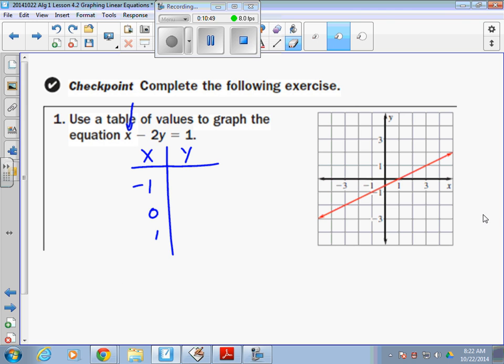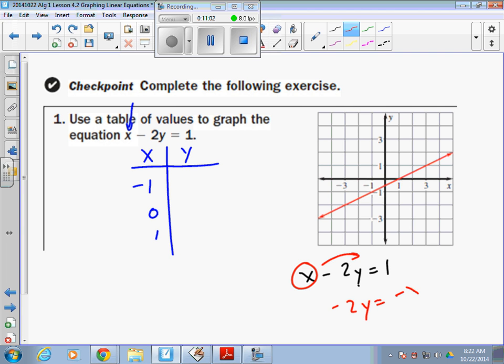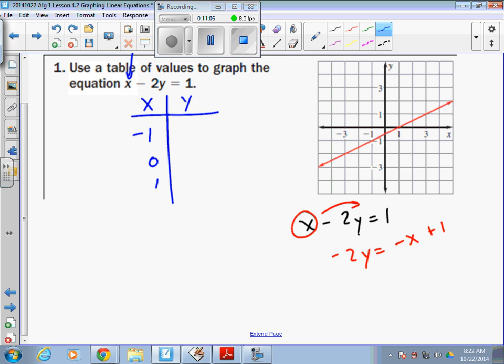The first thing you want to do, though, is make that equation into y equals mx plus b. X minus 2y equals 1. Move x over, just like on the bell work, by subtracting it. Now you have negative 2y equals negative x plus 1. Get rid of negative 2 times something by dividing by negative 2. Divide it here and here. So y equals a negative divided by negative is going to be a positive 1/2 x. And a positive divided by negative is going to be a negative 1/2.